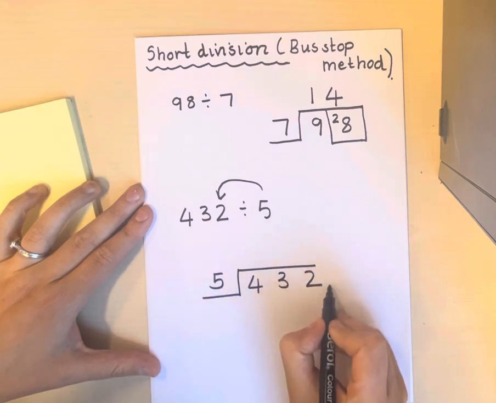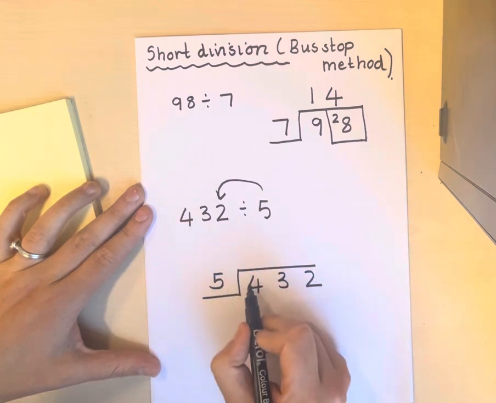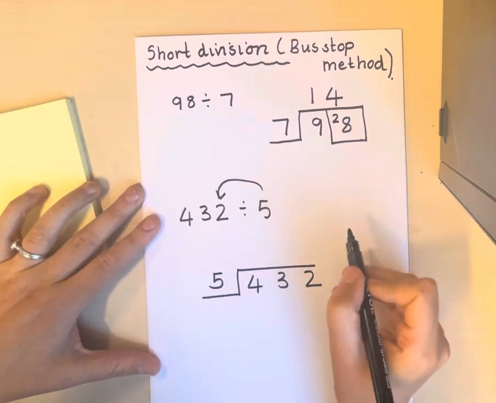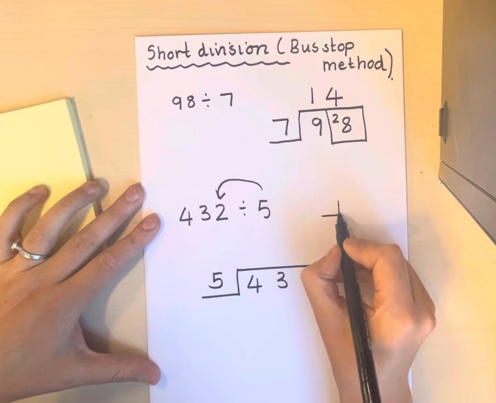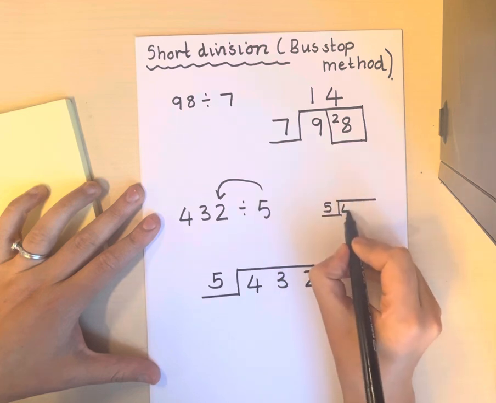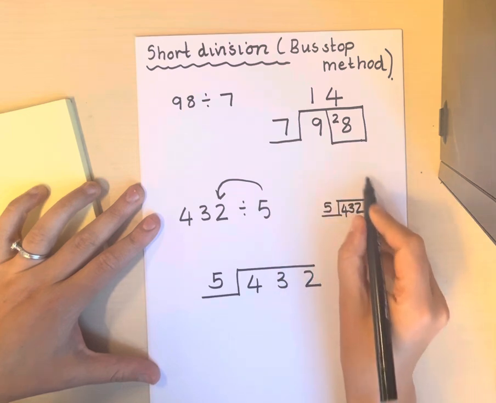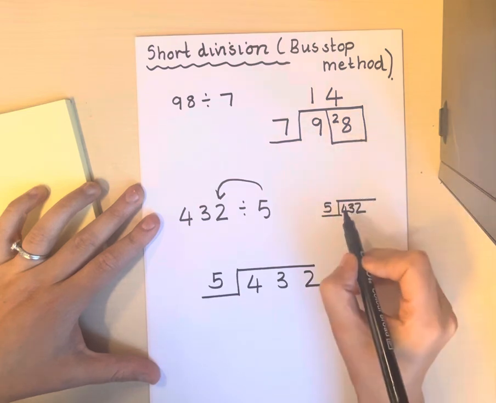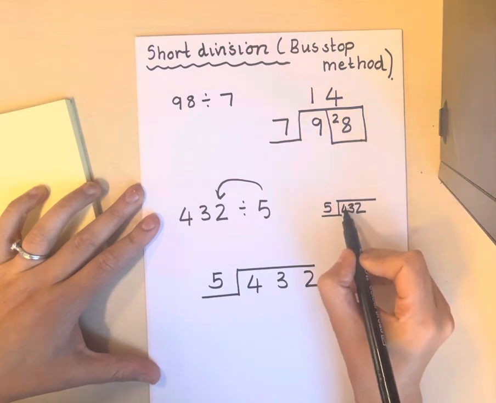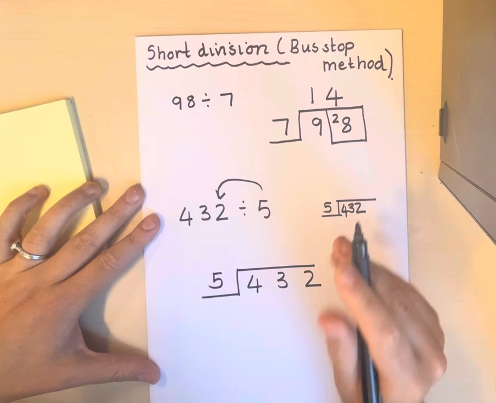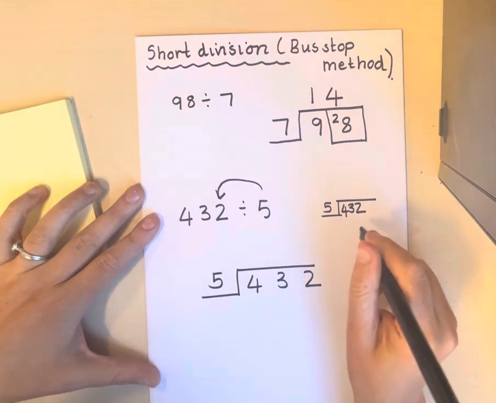and our 432. And you can see I'm trying to space these out. One thing that children sometimes do is they try to cram it all in so it looks like this, and when it comes to actually carrying those tens across, it looks really crushed. So that's when the children can make errors really easily.